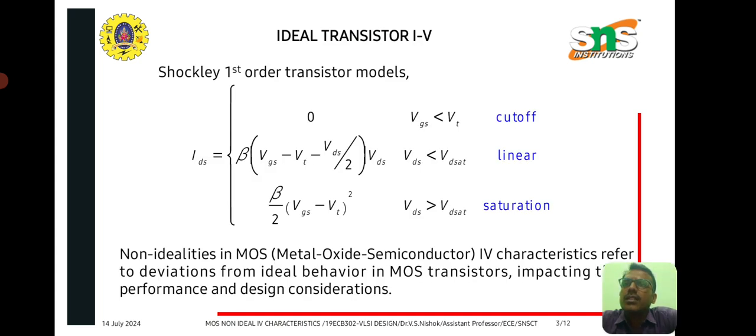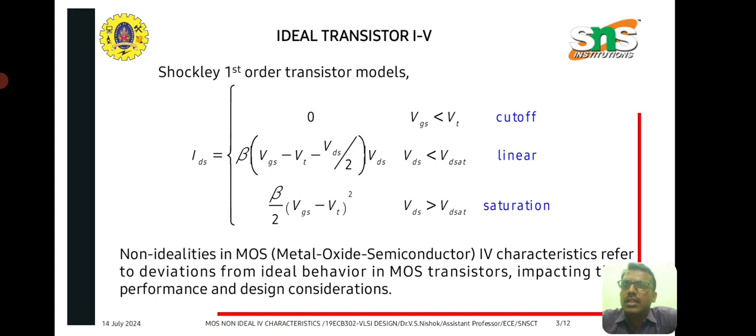So here we are starting with ideal transistor IV characteristics. In the previous video we have seen the first order transistor model, that is nothing but the ideal transistor IV characteristics. Under the three different regions, that is cutoff region, linear region and saturation region, based on the voltage, we have seen how the IDS changes. Those equations are given here based on the three different regions.